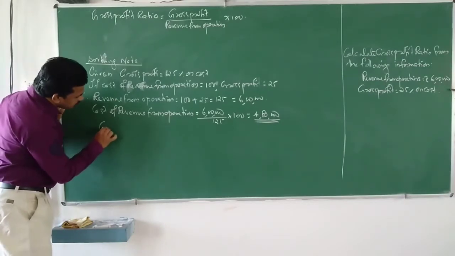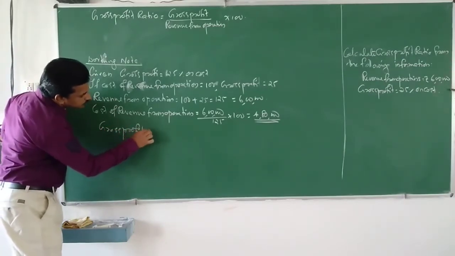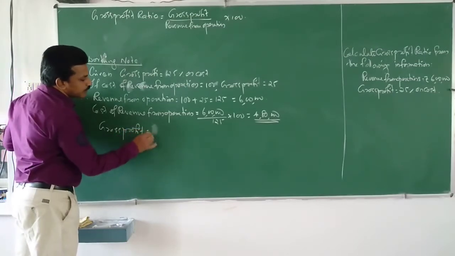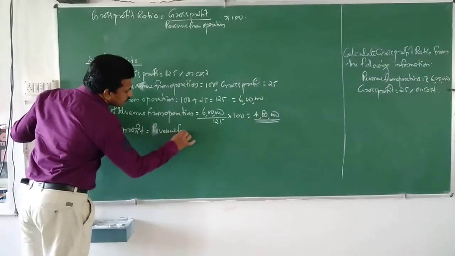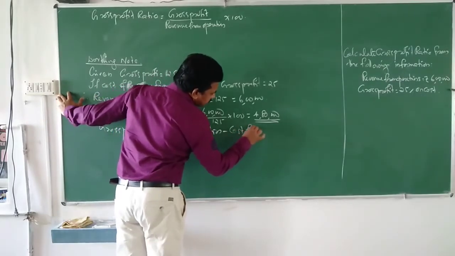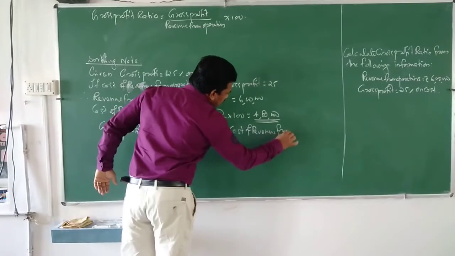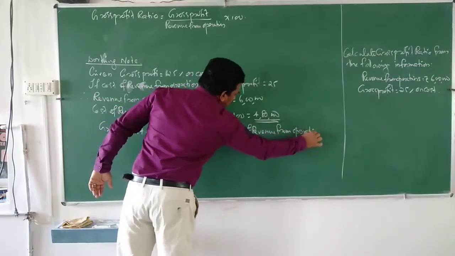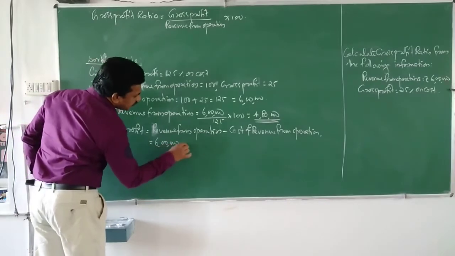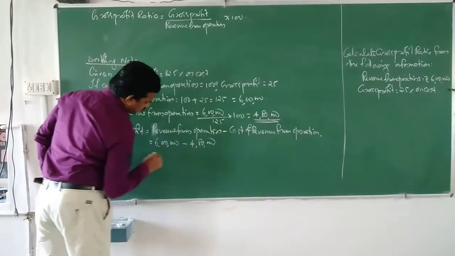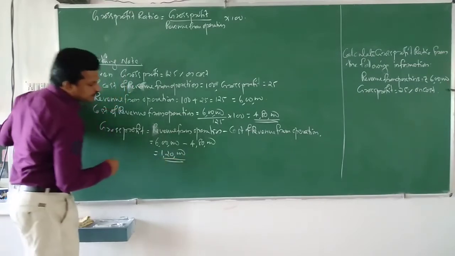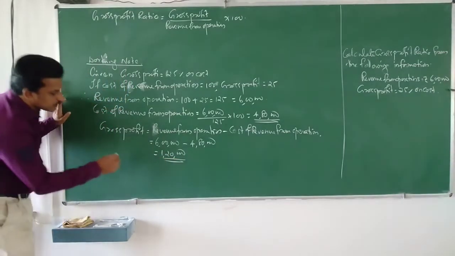Then gross profit is equal to sales minus cost of goods sold. We can write revenue from operation minus cost of revenue from operation is equal to revenue from operation 6 lakh minus 4,80,000. How much will it be? 1,20,000. Okay.